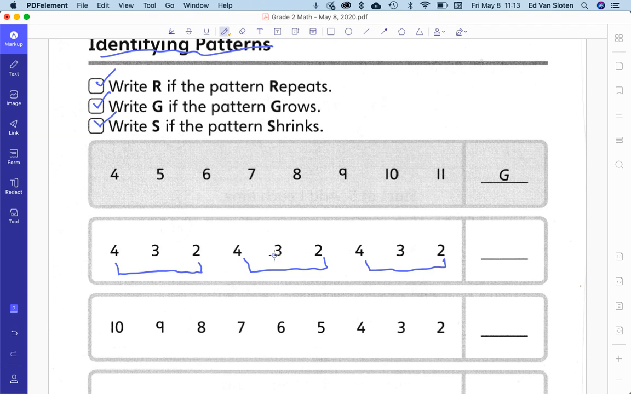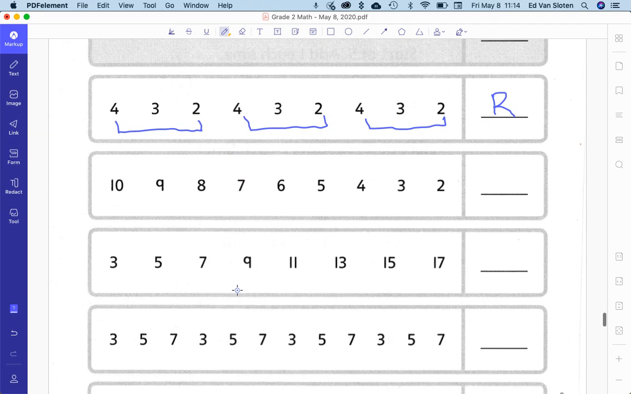4, 3, 2, 4, 3, 2. It'd be almost like a punishment. Like, okay, listen, you're staying in at recess, and you're just going to say the repeating pattern 4, 3, 2, and that's all you're going to do at recess. That's mean. I wouldn't do that.